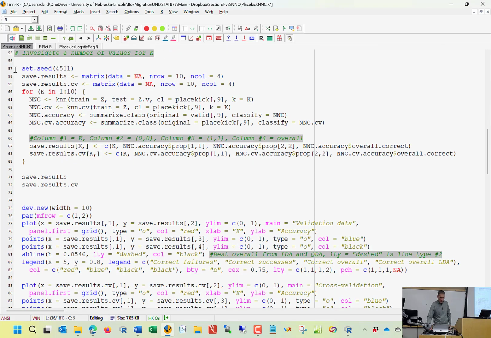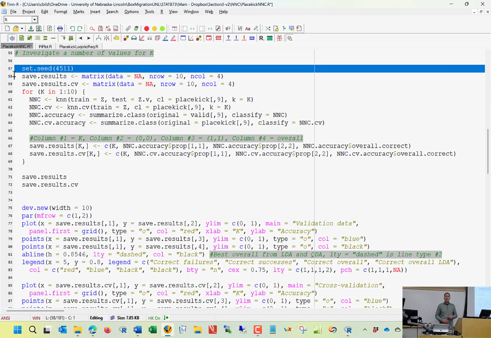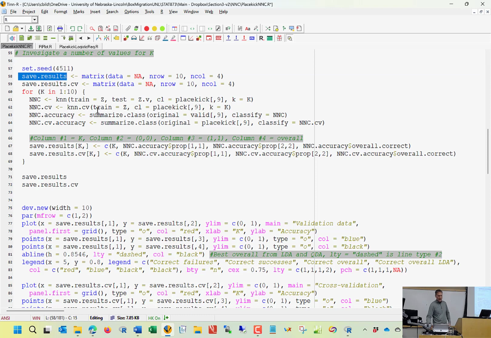Okay, so again, I want to set a seed to reproduce my results. Now, I'm going to be repeating this process for K=1 to 10, and I like to be able to save the results each time through a for loop when I'm doing this. And so I'm going to create a matrix called save.results, for lack of a better name. I'm going to initialize it with NAs to begin with, meaning I'm just going to fill it with nothing.